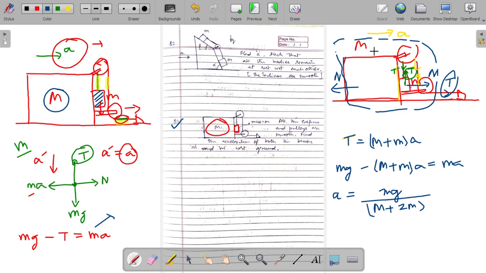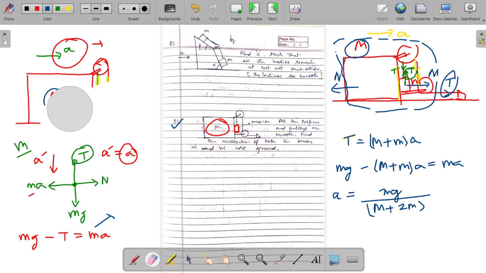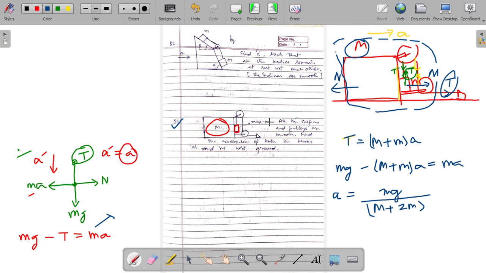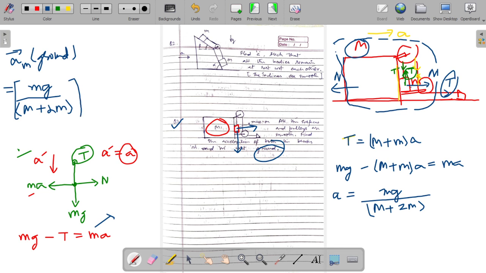So this is the acceleration of the mass capital M, and we can find the acceleration of mass small m also. We know that mass small m is sliding in downward direction with an acceleration a and to the right with an acceleration a. So for the smaller mass, acceleration in ground frame, let's write ground. So in ground frame, that acceleration is going to be mg upon capital M plus 2m in downward direction, that is minus j cap, and in rightward direction, that is i cap. So this should be the complete acceleration of the mass m.